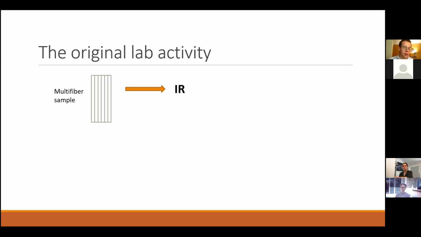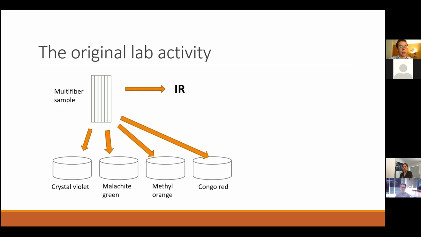But the main pull of the lab was to examine how the textiles, because all of these things are different, and how they would interact with dyes. So they were put into four, well, more, but originally four different dye baths, ranging from crystal violet to Congo red, to see what the affinity was like for each dye to each kind of textile.